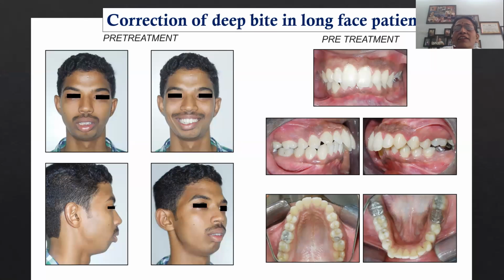Now you get cases where it is a long face but no open bite. There is a deep bite, as in this type of case, and the bite is also not coming. So in such type of cases, you want intrusion of the anteriors. You just can't afford extrusion of the posteriors, as it will further worsen the aesthetics and rotate the mandible clockwise.